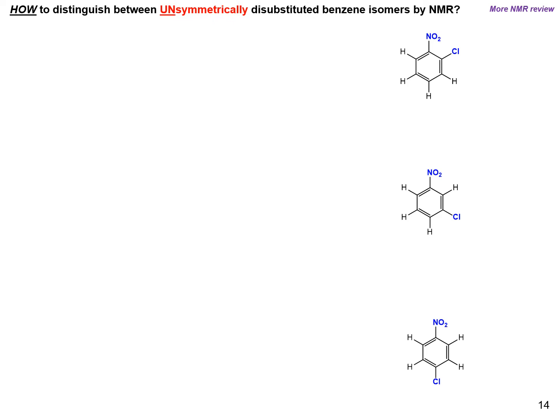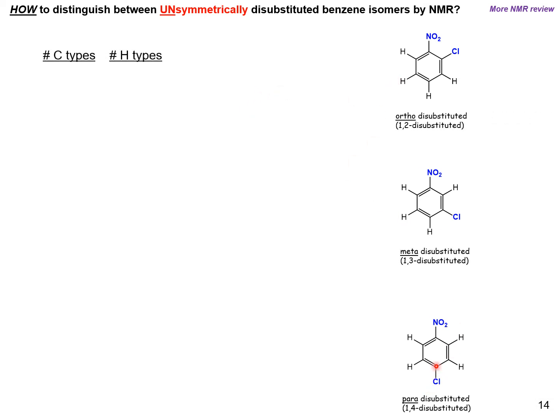Moving on to unsymmetrically disubstituted benzene isomers, three of which are shown here. You have para, meta, and ortho disubstituted benzenes. I just chose these two because I could find the NMR spectra for them, as you'll see in a moment.